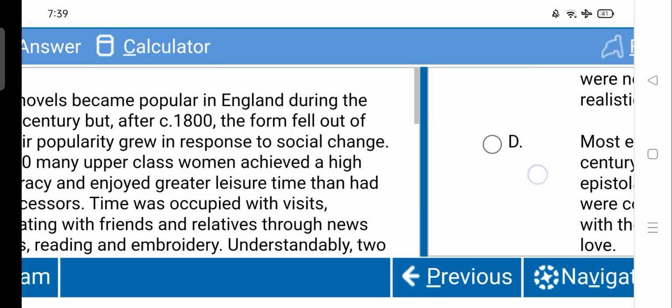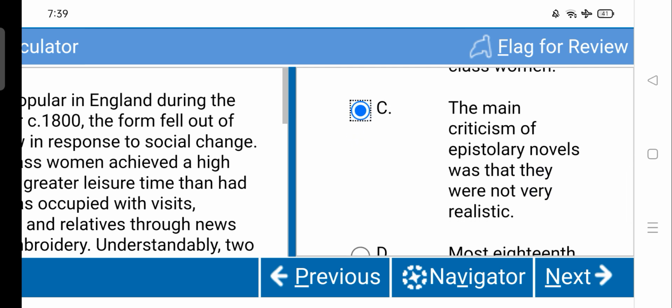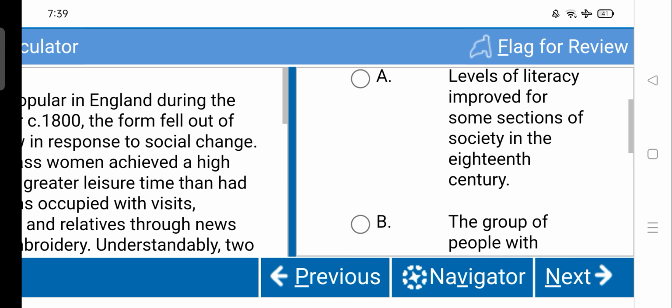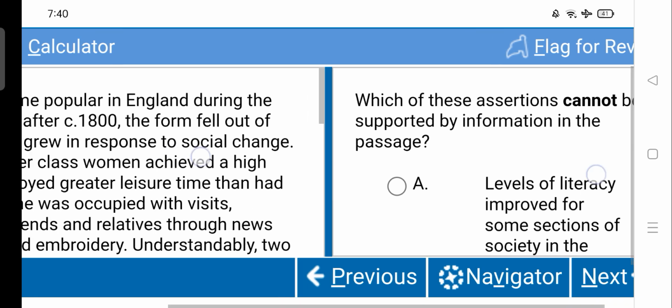So now you can see here we have option C as the correct response, that the main criticism of epistolary novels was that they were not very realistic. So this is the assertion that cannot be supported by information in the passage given.